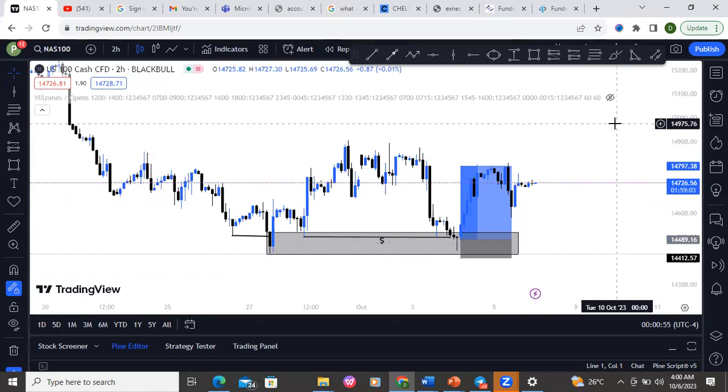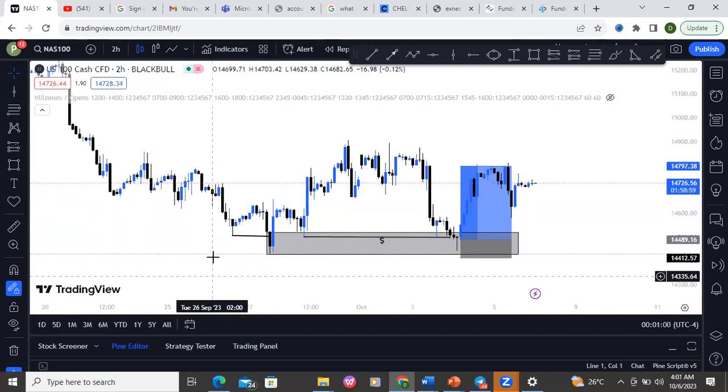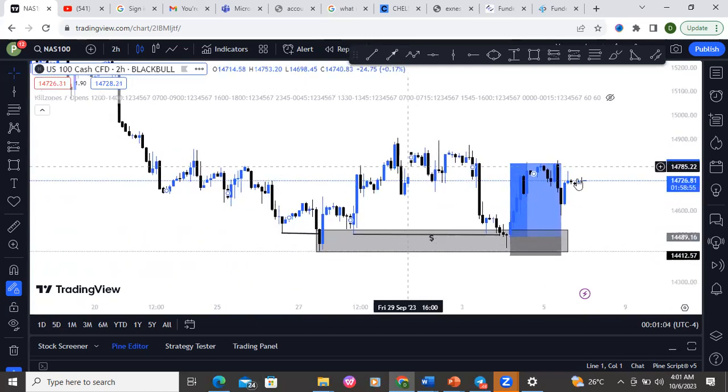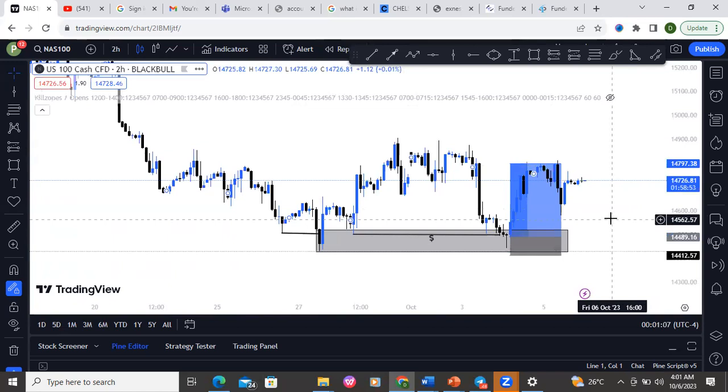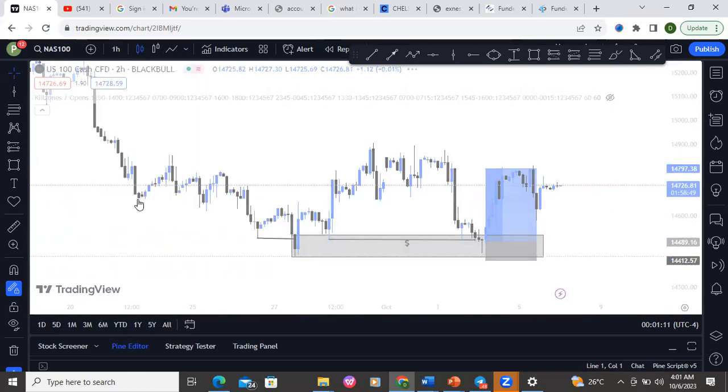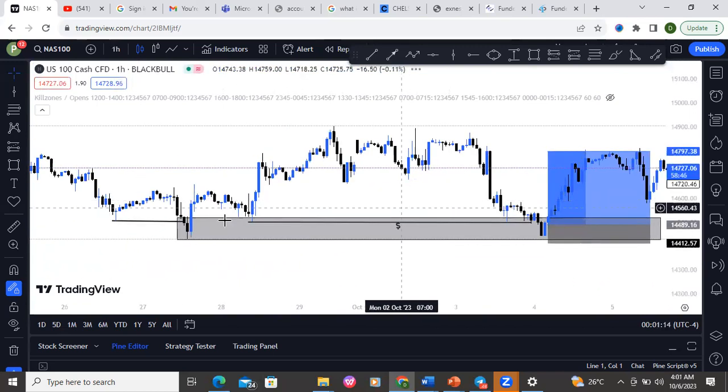Okay, so I can decide to go to a lower time frame to see whether I will have maybe, I'll refine my order block. So maybe I'm going to my H1. Still, I have the same order block over here.